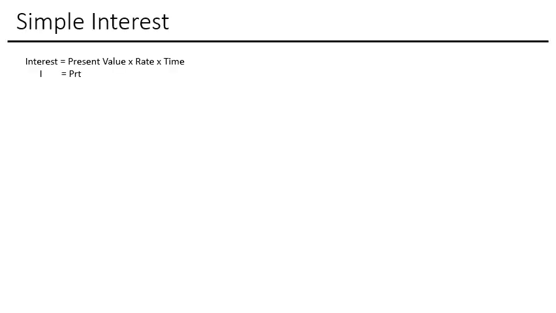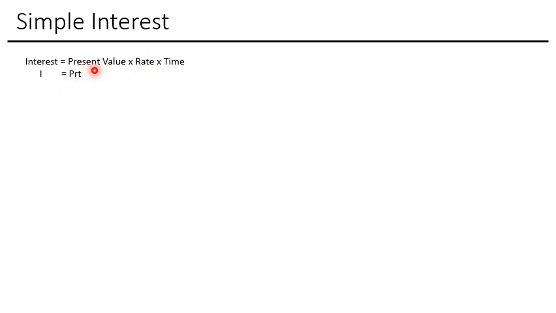The first problem that I want to look at deals with simple interest. These are the most basic type of interest problems. You see here that we have a formula: interest is equal to present value times rate times time. We can abbreviate that as P times R times T.